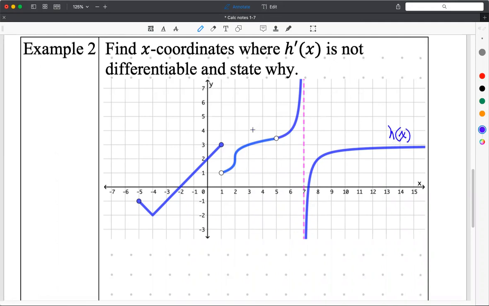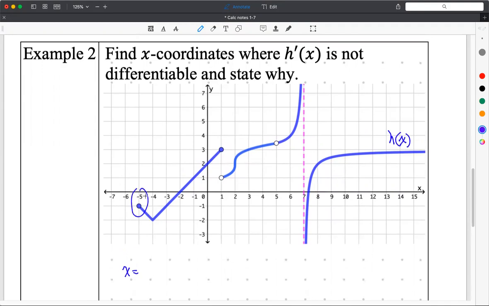All right, so there's a lot of places. Anyone want to find one? What's one spot that's not differentiable? At x is equal to what? I'll start with one of them just so you can see an example. x is equal to -5.